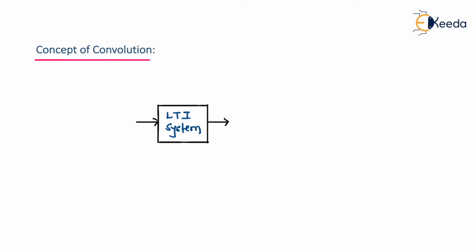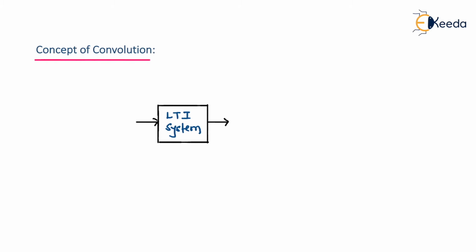According to a linear system, it must satisfy two properties, that is the additivity property along with the homogeneity property. Whereas according to a time invariant system, a system whose parameters do not change with respect to time, or properties of the system remain the same with respect to time, then the respective system is said to be a time invariant system.